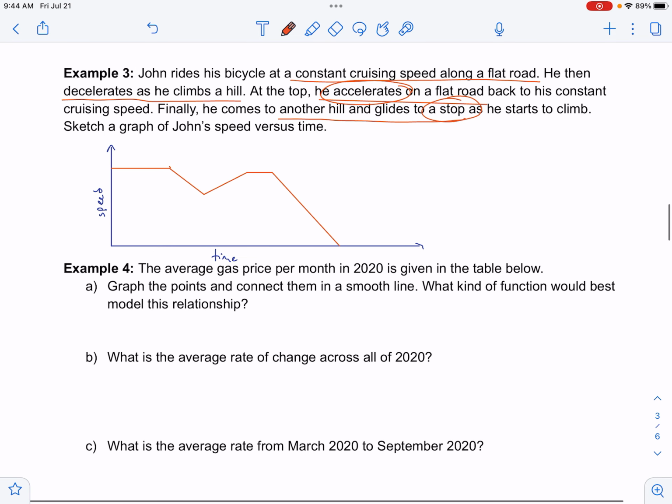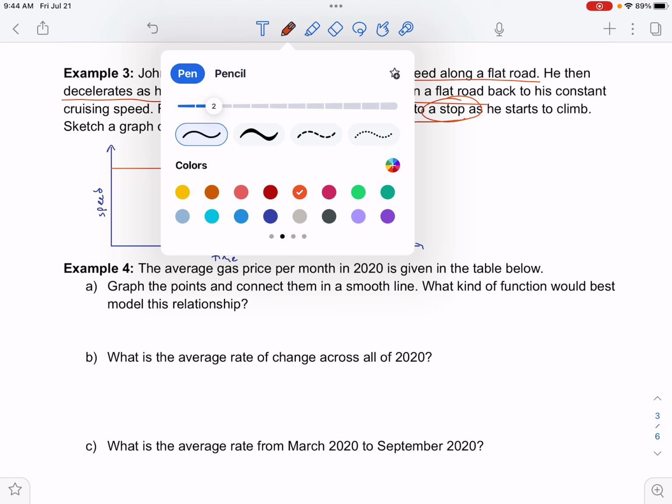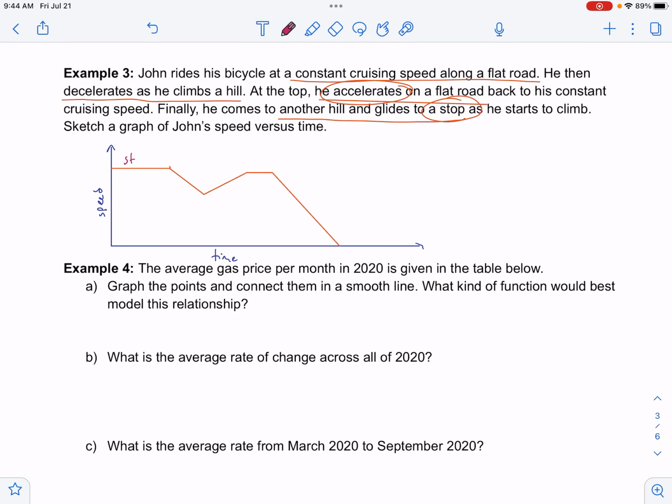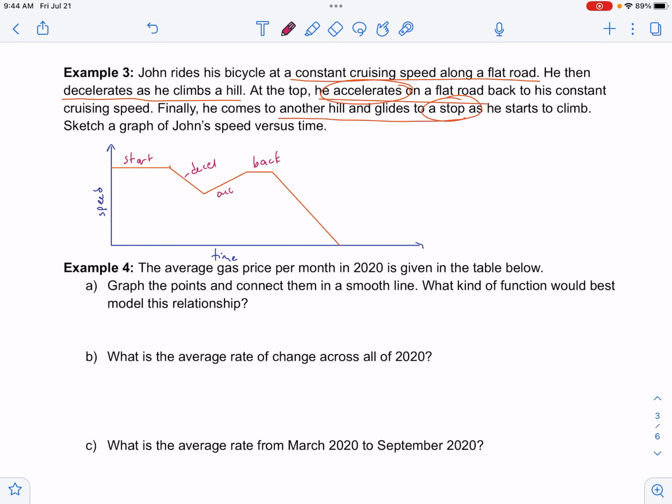Okay, this is what a graph of his different rates of change would look like. Okay, so we're at the start here. He decelerates and then he accelerates. We're back to the constant speed and then gliding to a stop.